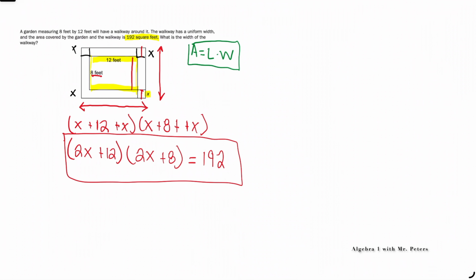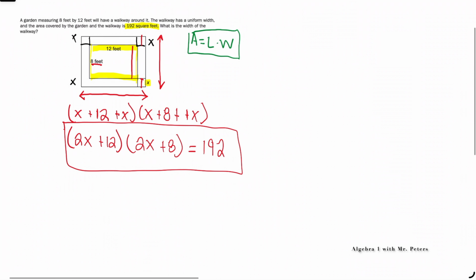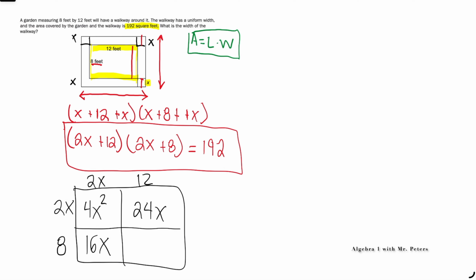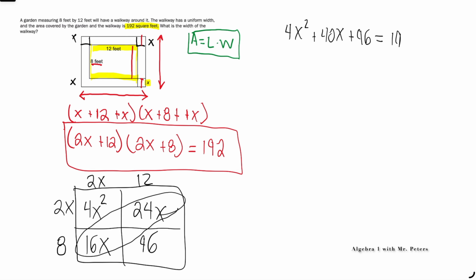Now, the next step that we need to do is just basically FOIL. So let's say we scroll down some and I use the box method for this. We have 2x and 12, 2x and 8. So after I distribute, we're going to have 4x squared. 2x and 12 will give me 24x. 2x and 8 will give me 16x. And then 8 times 12 is going to give me 96. So when I rewrite this in standard form and combine my like terms, what we should have is 4x squared plus 40x plus 96 is equal to 192.